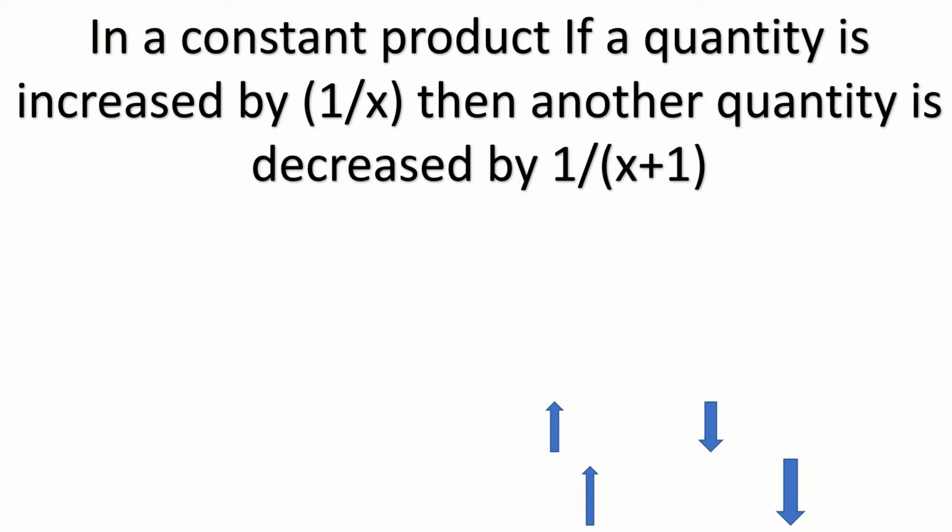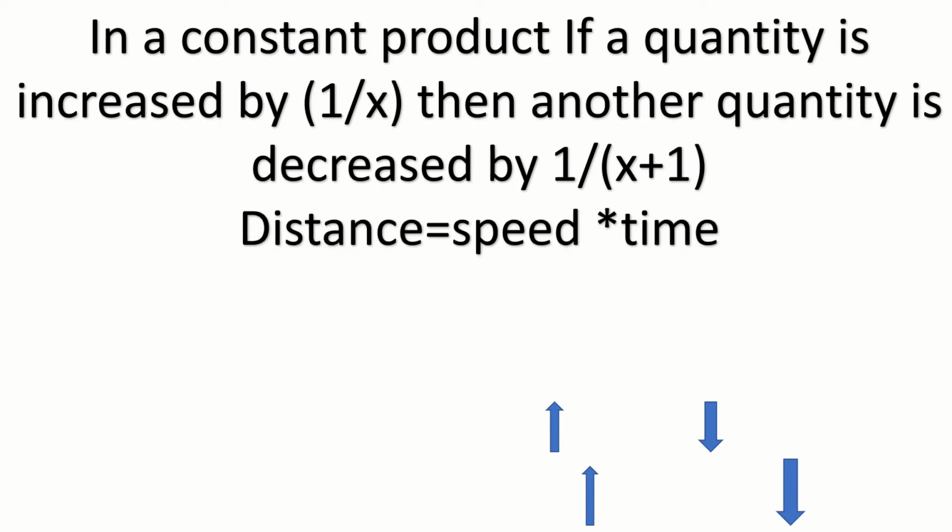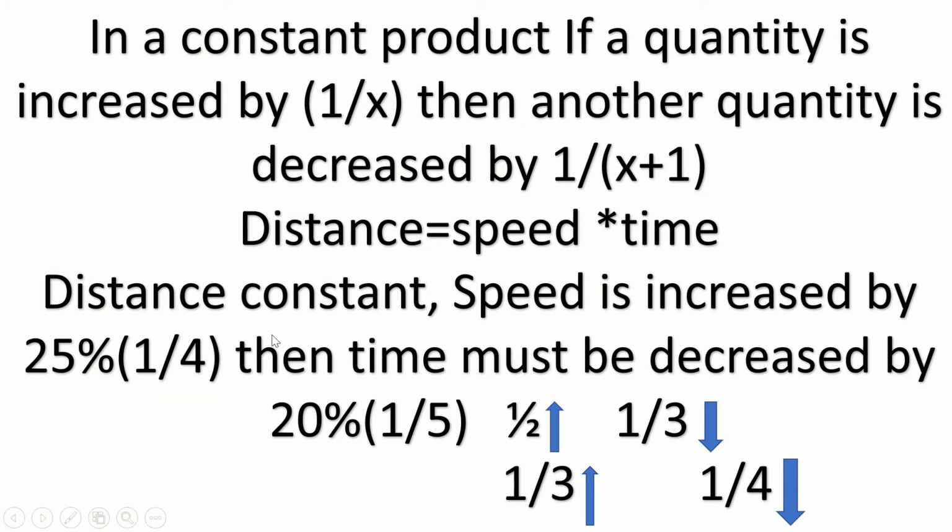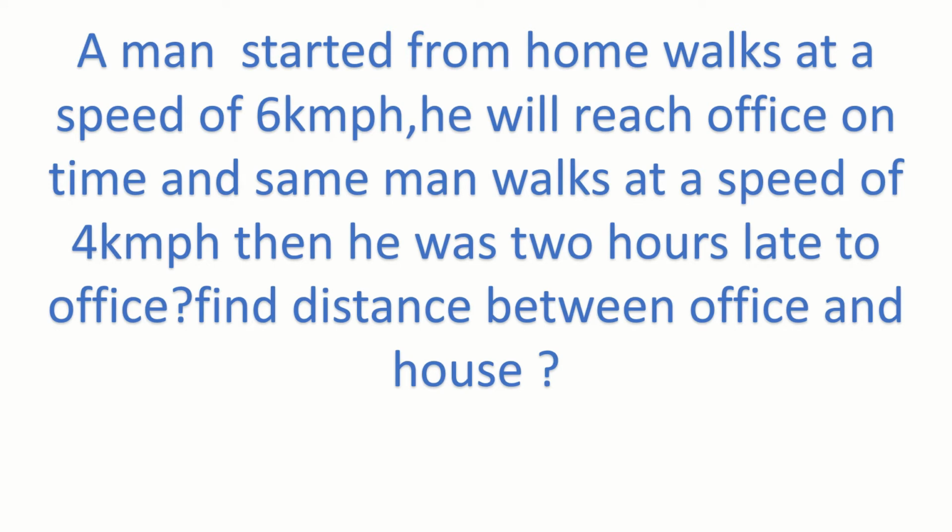One of the problems is speed and distance. Distance is equal to speed into time. If speed is increased by 25%, then time must be decreased by 20%. If speed is increased by 50%, 50% means 1 by 2, then time must be decreased by 1 by 3, that means 33 1 by 3%. If speed is increased by 1 by 3, then time must be decreased by 1 by 4. So this is a good thing. We will see one question by this.